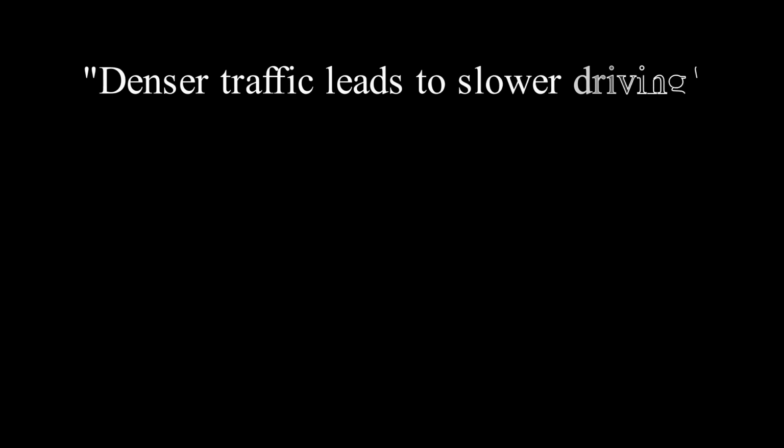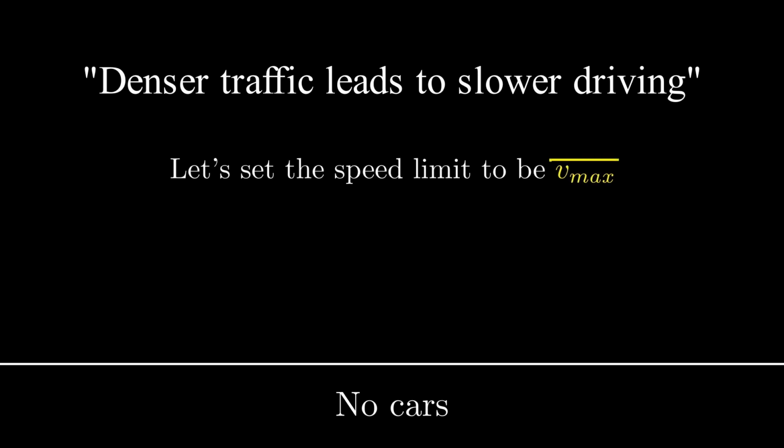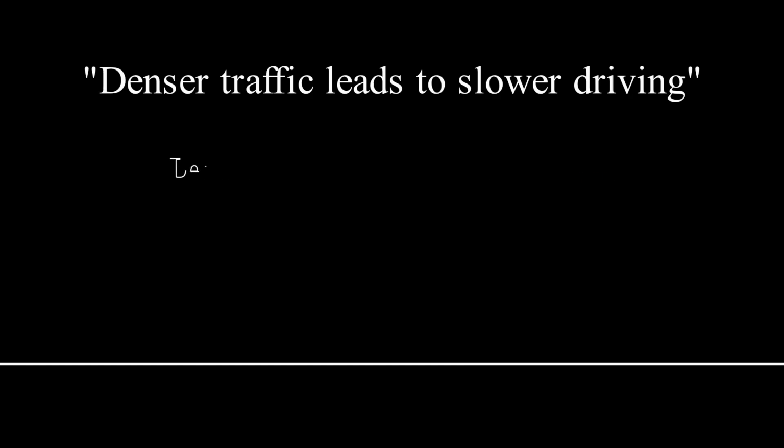Recall earlier that we've made the assumption that denser traffic leads to slower driving. If you follow this assumption to its extremes, then we expect that for no traffic, that is, no cars on the road, the cars can travel as fast as the drivers want. Let's cap that speed to some value, say v sub max. This reflects theoretically the speed limit. Practically, however, that's another story.